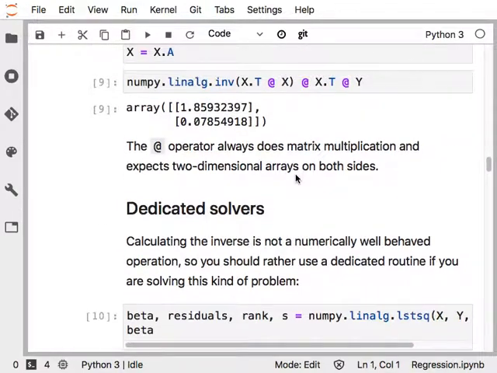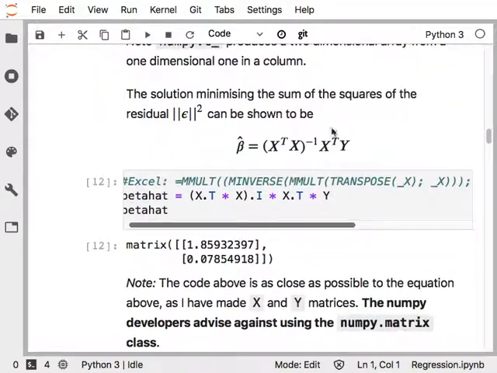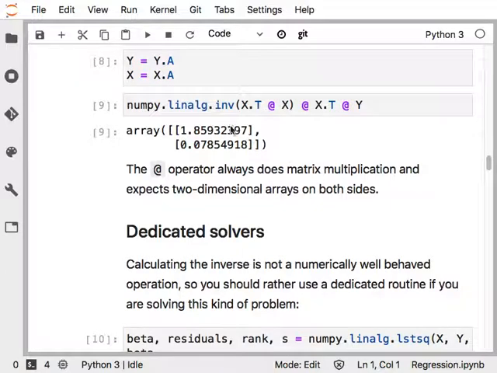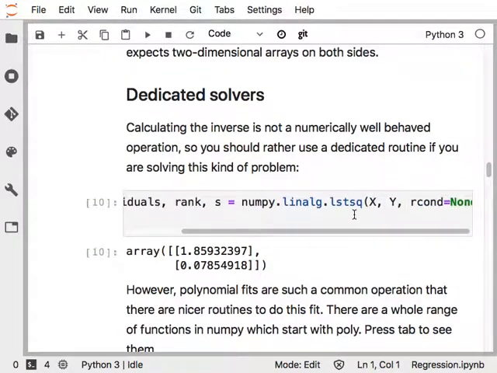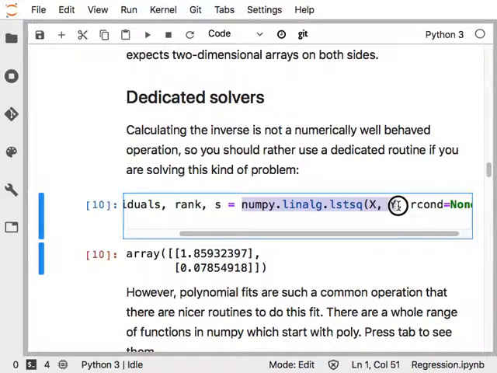So how do I do that? You basically do this method, but you use definitely linear least squares to do the solving.